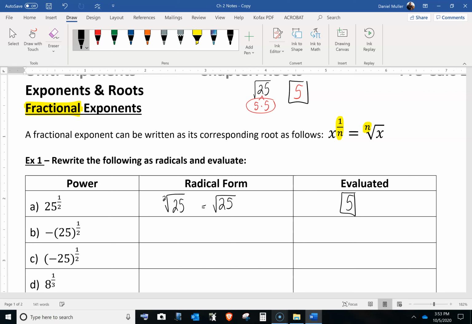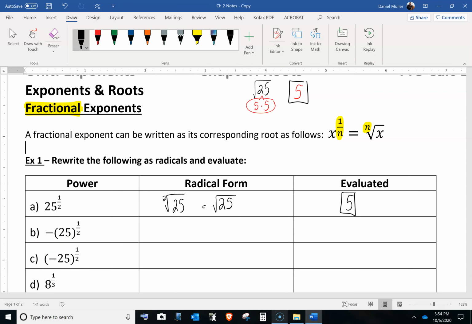So let's take a look at B. We have a negative symbol on the outside, but the half only is going towards the number on here, the base, the 25. It does not affect the negative symbol. Whereas if you look at C, the half affects the 25 and the negative symbol. So those ones are different.